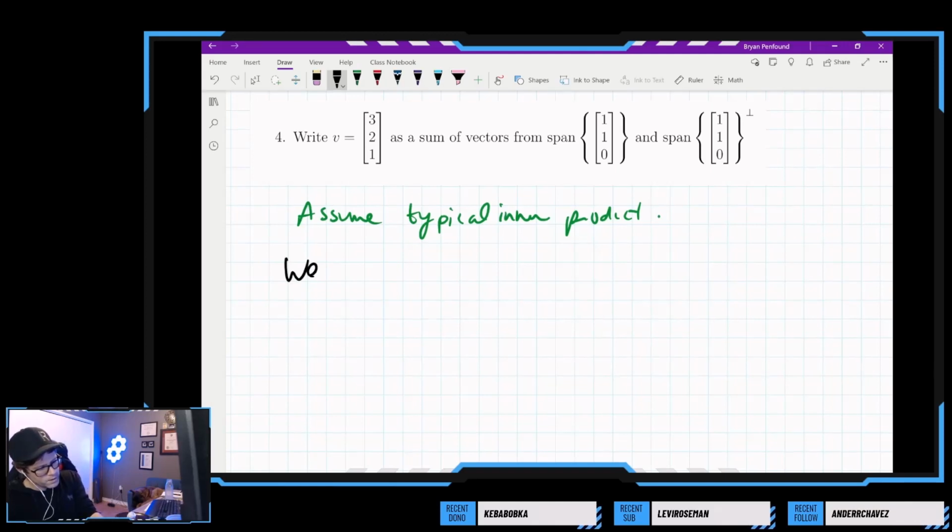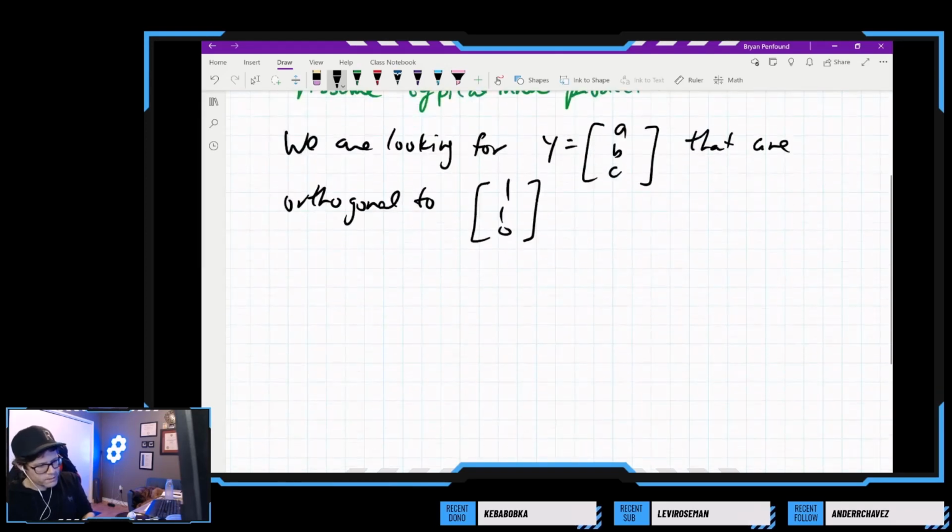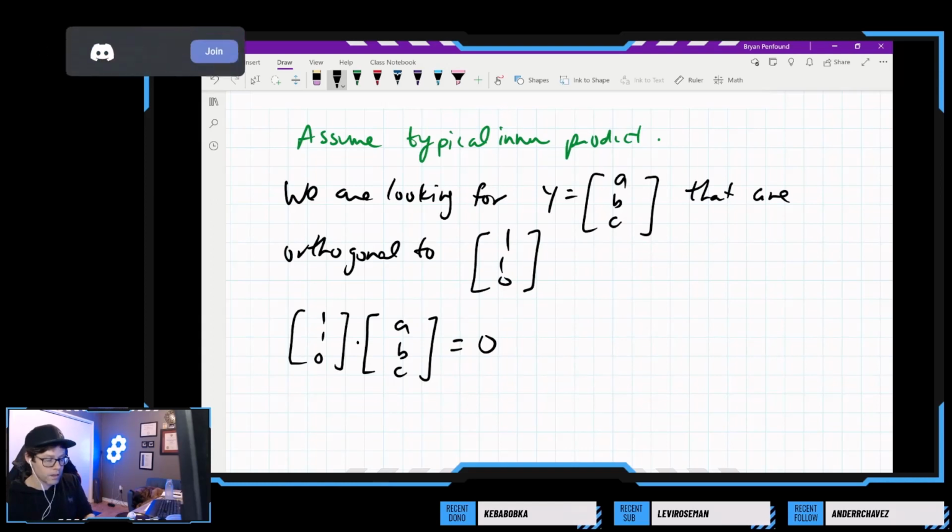All right, so we are looking for all of the vectors y that are orthogonal to the vector 1, 1, 0. So effectively, we need to ensure that 1, 1, 0 dot product with a, b, c is equal to 0. That will assure orthogonality for us.